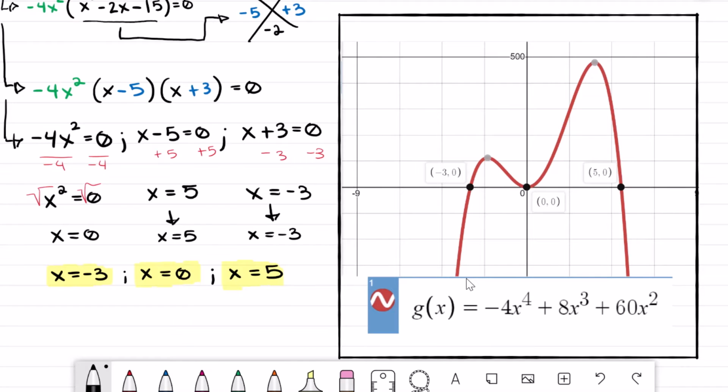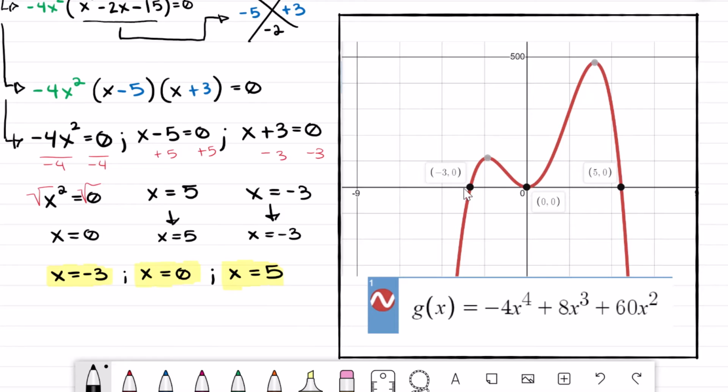All right, so we're back, guys. We have our graph on the right side here that I captured from Desmos. This was our original function before we factored it. And as you guys can see, there are 3 solutions, or zeros, whatever you want to call them, and they check out. Our first solution is -3, second solution is 0, and then our third solution is 5.